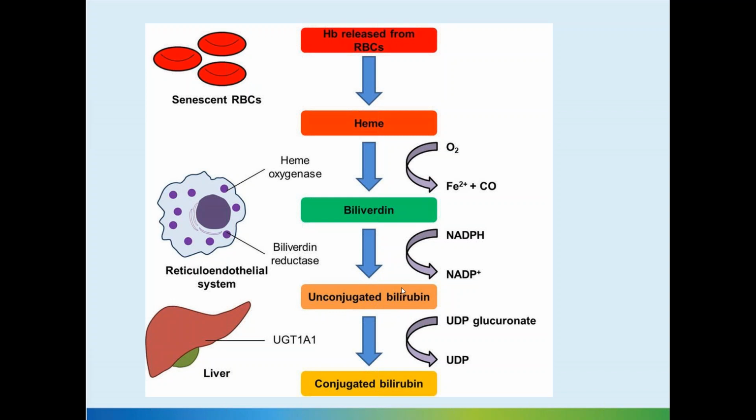Bilirubin that is released is bound to albumin, and when the albumin capacity is exceeded in the plasma, free bilirubin is circulating, which is a dangerous situation as it can easily cross the blood-brain barrier. The unconjugated bilirubin is then taken up by the liver, where the enzyme UDP glucuronosyltransferase acts on it to form conjugated bilirubin, which then gets excreted through the bile into the stool.